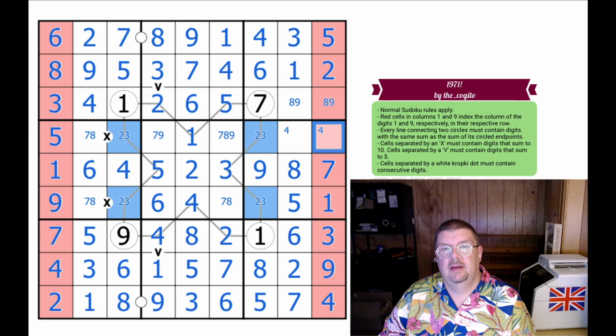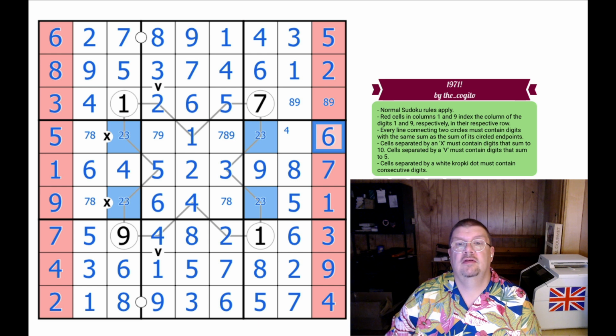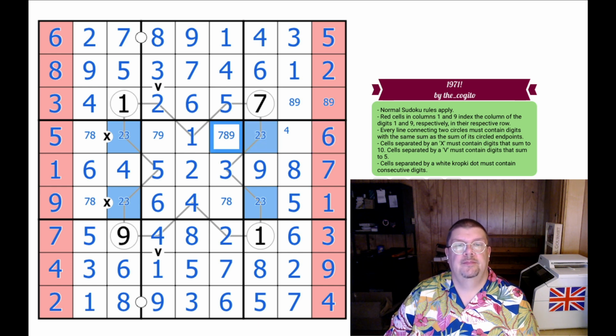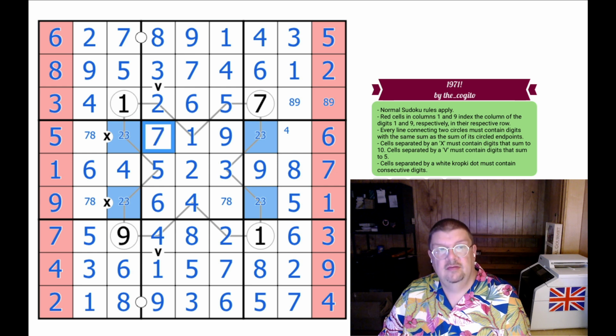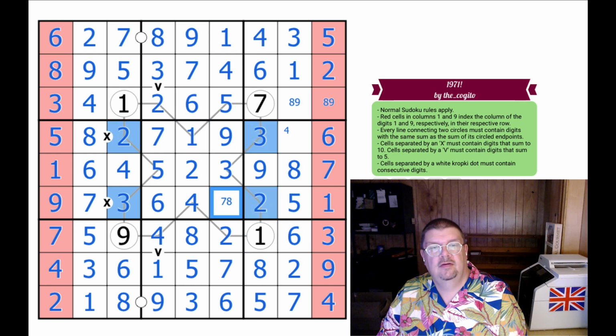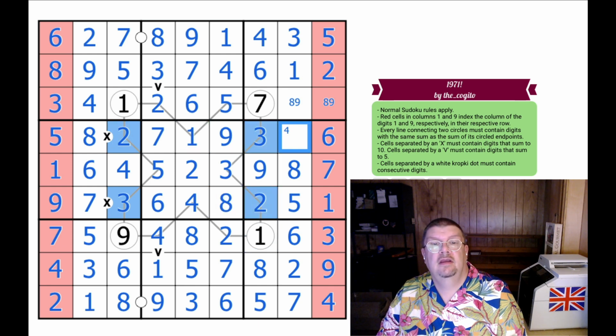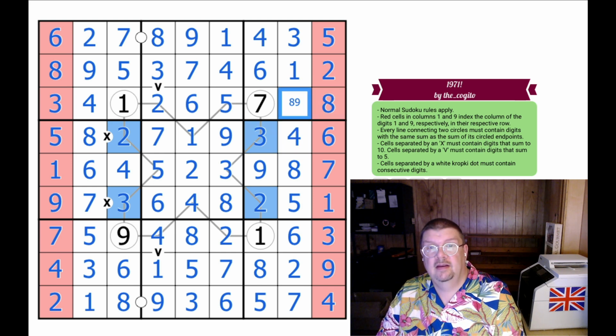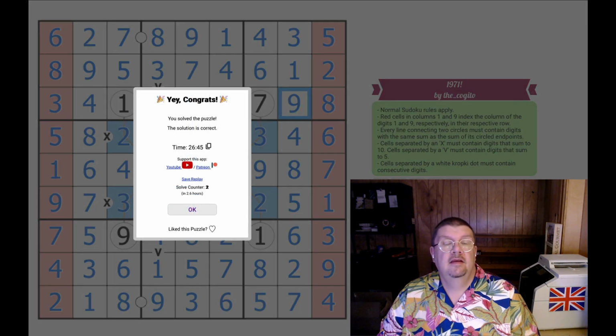This needs a middly digit, and the only remaining middly digit is a 6. That makes this the 9. That's a 7. 8, 7. That makes that 3 and 2 and 3 and 2 and 8 and 4, and the 9 makes that an 8 and a 9. You solved the puzzle.